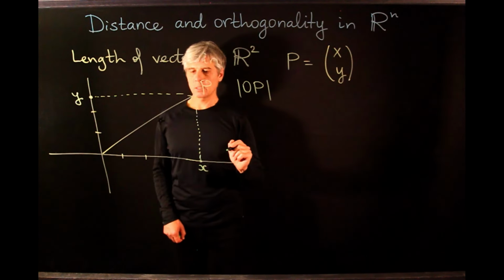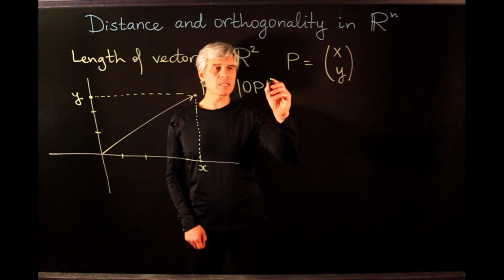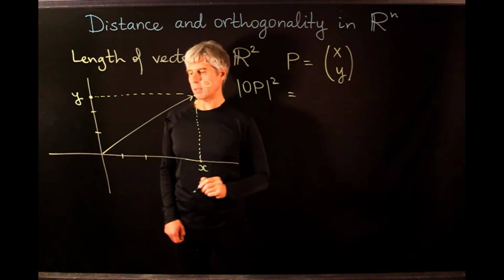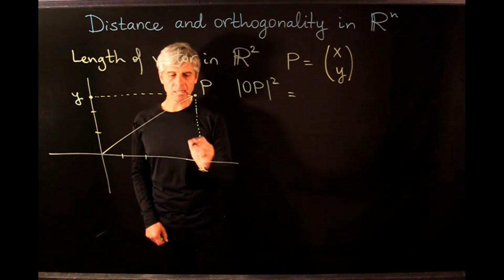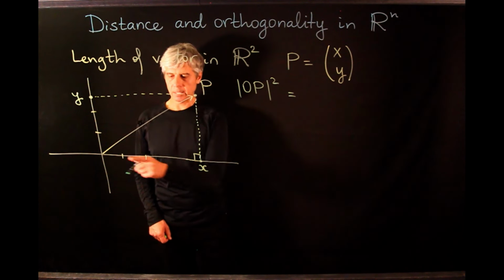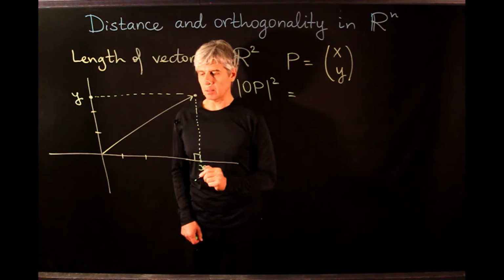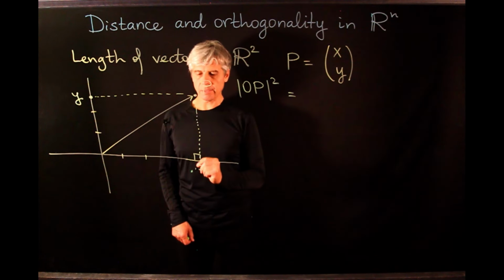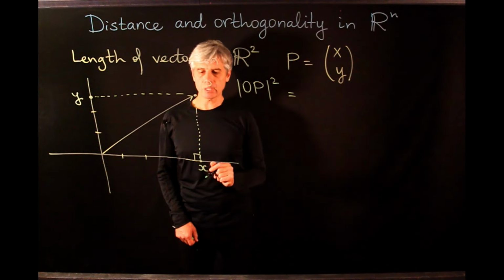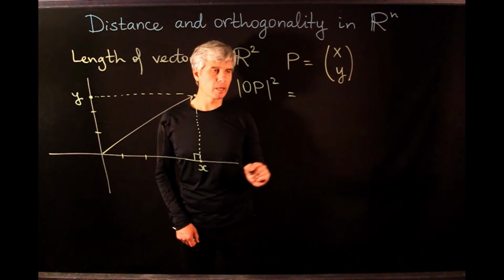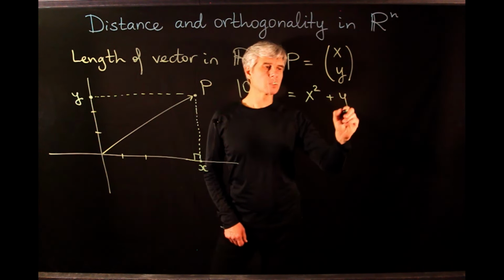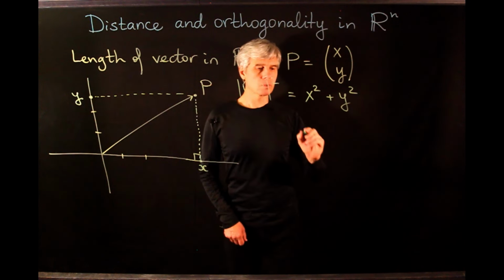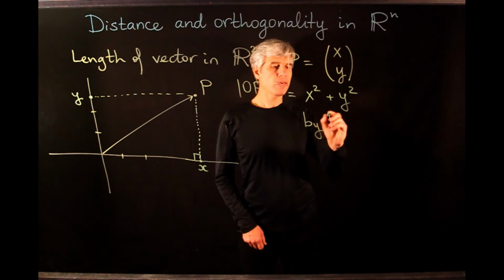Here we use the Pythagoras theorem, and we write that OP squared... Here we have a right angle triangle, right? The base of this triangle has length x, and the height of this triangle has length y. So what we have is that this is x squared plus y squared. This is by the Pythagoras theorem.